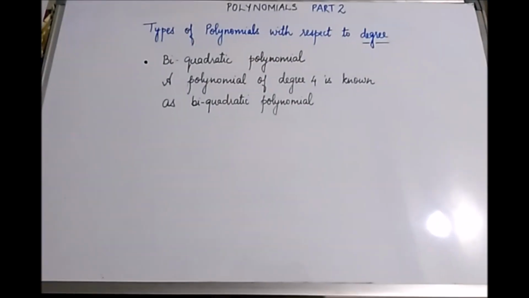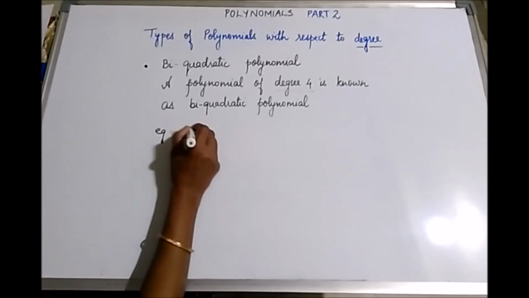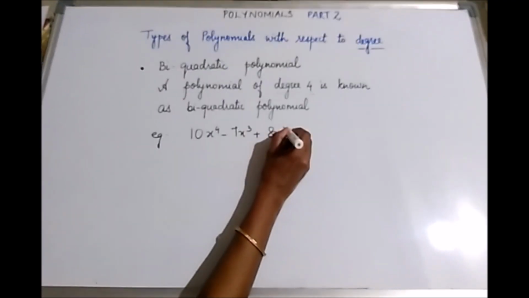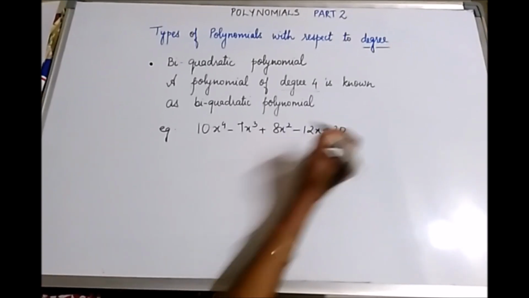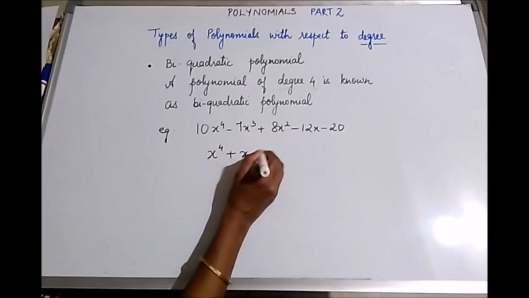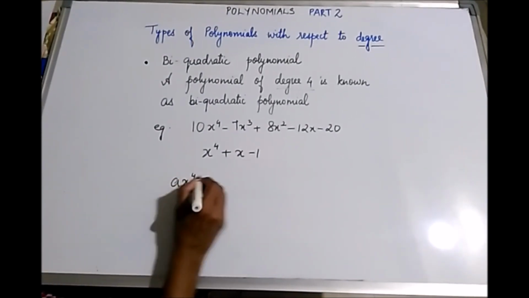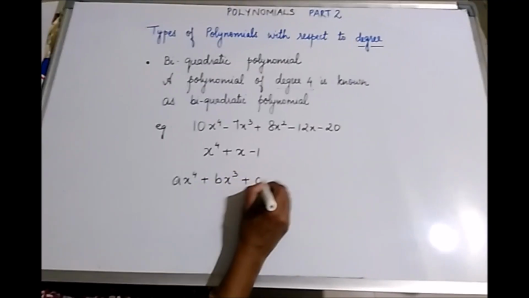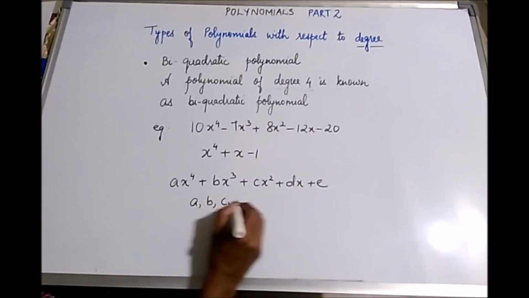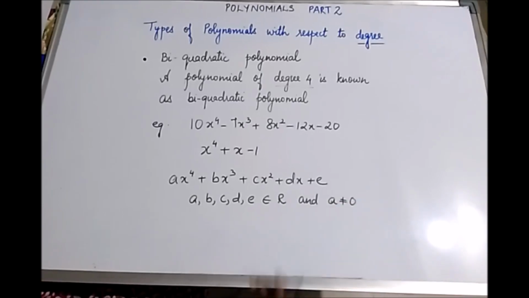Biquadratic polynomial. A polynomial of degree 4 is known as biquadratic polynomial. Example, 10x raised to 4 minus 7x cube plus 8x square minus 12x minus 20. As you can see, the degree of the polynomial here is 4. One more example, x raised to 4 plus x minus 1. The general form of biquadratic polynomial can be written as ax raised to 4 plus bx cube plus cx square plus dx plus e, where a, b, c, d and e belong to real numbers and a not equal to 0.